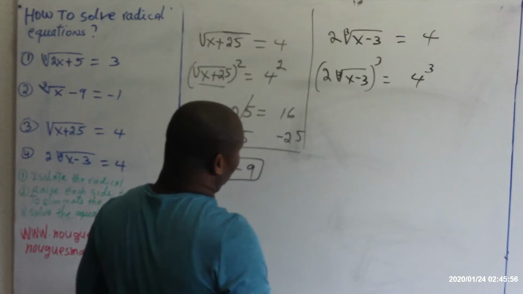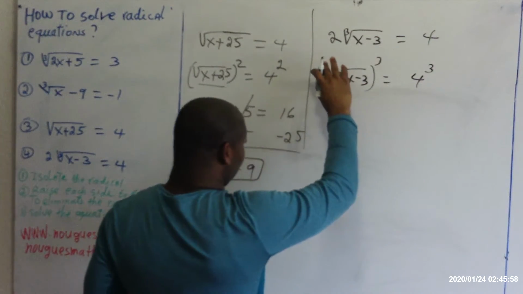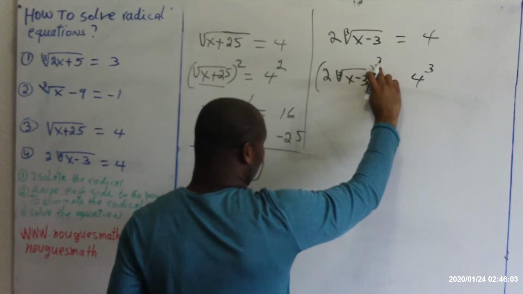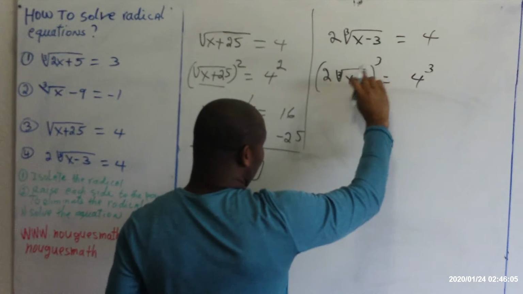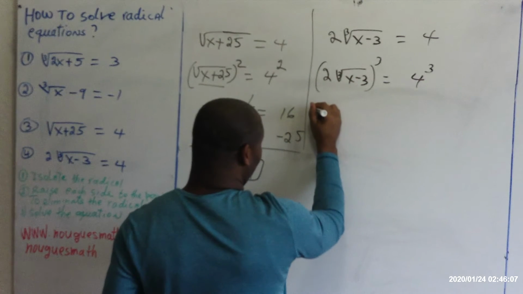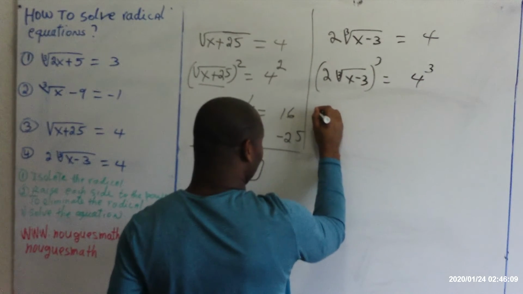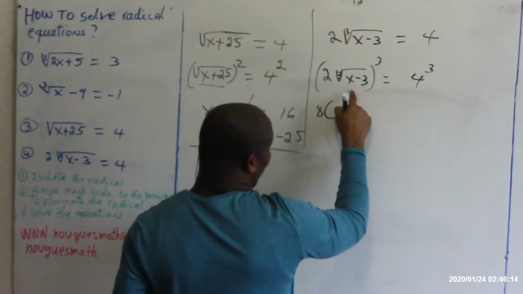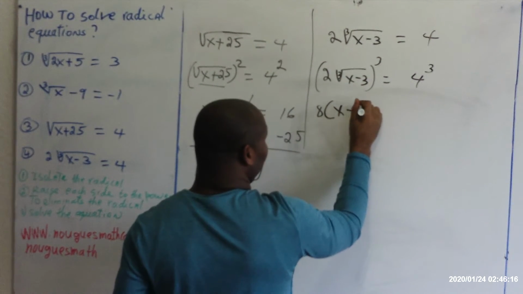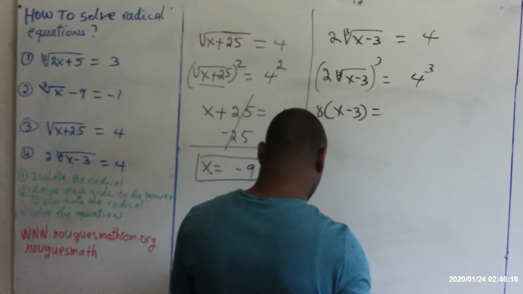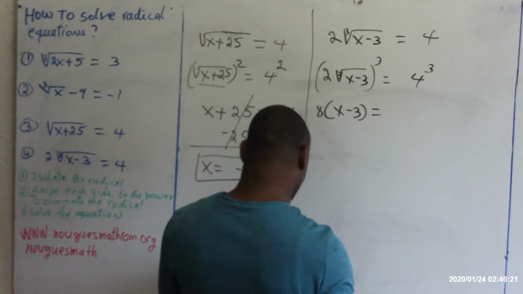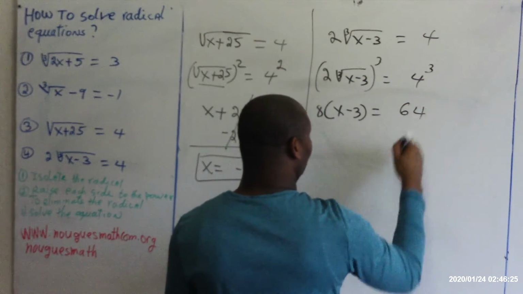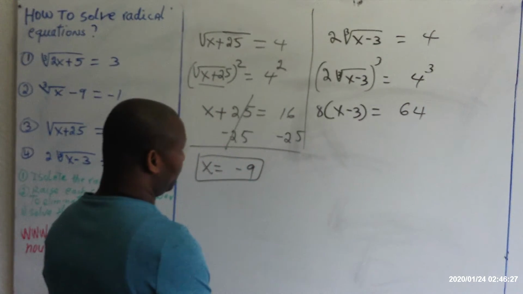So now, okay, this is very important. 2 is going to be raised to 3 also. So now you're going to have an 8 right there. 2 power 3 is 8. That's going to be, you will have 3x minus 3 equal, you have 4 power 3. That's going to be 64. Okay, 64.